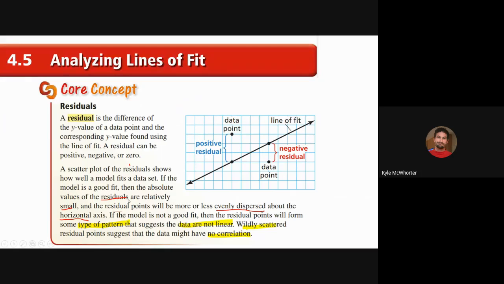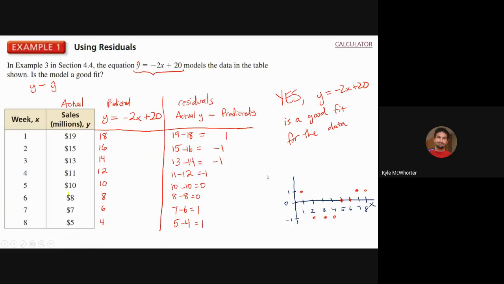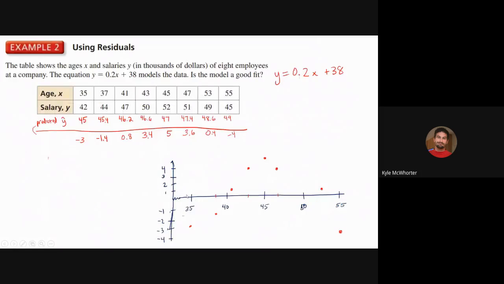And also for the linear model to be a good fit, our residuals would be relatively small. You want your residuals to be small and close around the x-axis, and you don't want to see a pattern. What we have is residuals that are far away from the x-axis, and we have a pattern showing. So what that tells us is that this model is not a good fit.